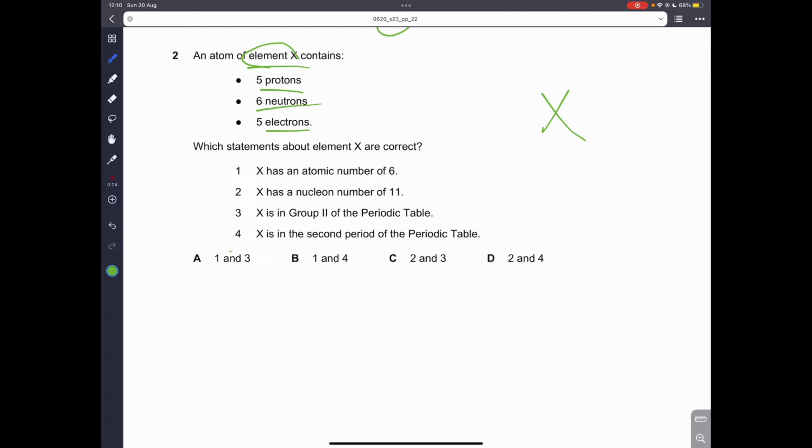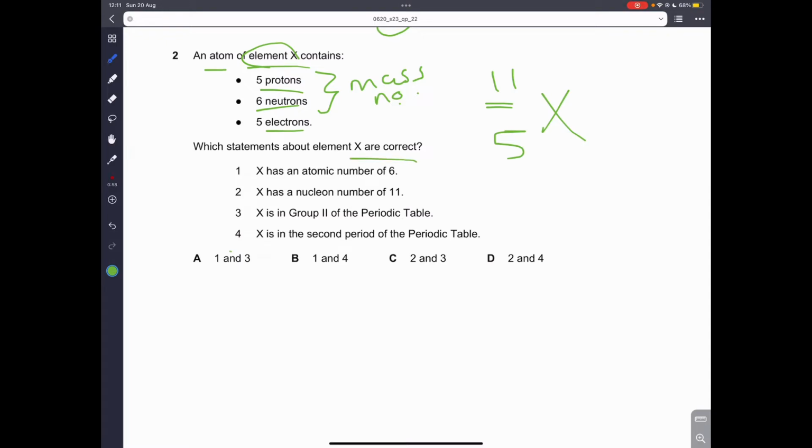So we know we have to write it in the isotopic form, so the proton number is usually written down, and the neutrons and protons together make up the mass number. So this is going to be 5 plus 6 is 11. So we know that an atom of element X has 11 mass number and 5 protons and 5 electrons. Now we just have to choose the correct statement.